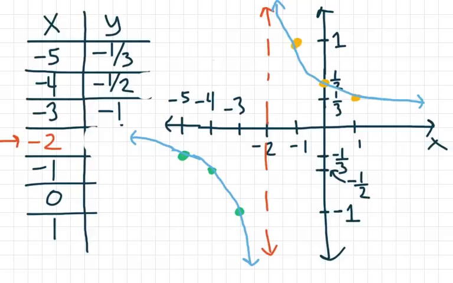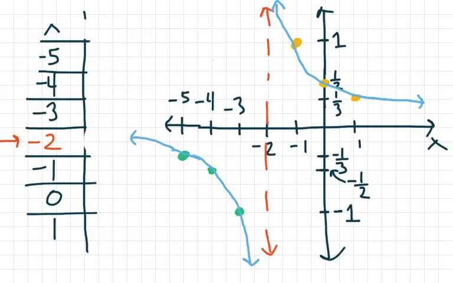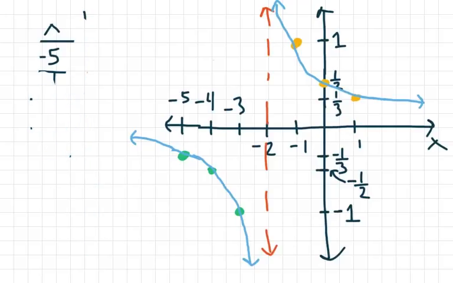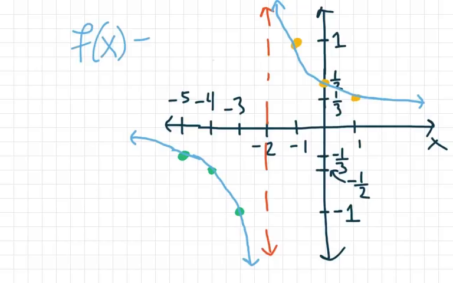So hopefully that helps. A little bit messy, but those are the steps you can take as you graph your rational functions. So let me get the table out of the way real quick here, give you one last look at the graph, and that would be it. So this graph here now represents the function f of x is equal to 1 over x plus 2. And that would be it.